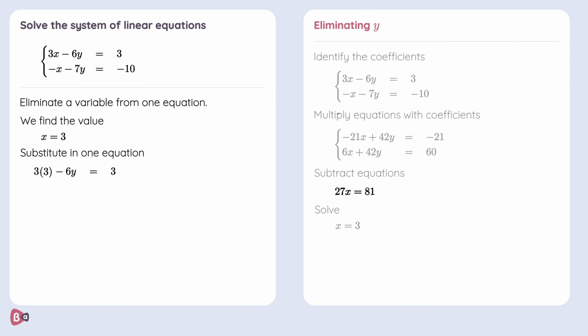And let's calculate. We'll get 9 minus 6y is equal to 3. And we see that if we have y is equal to 1, this equation is satisfied. Now finally, let's write down our result. x is equal to 3 and y is equal to 1.